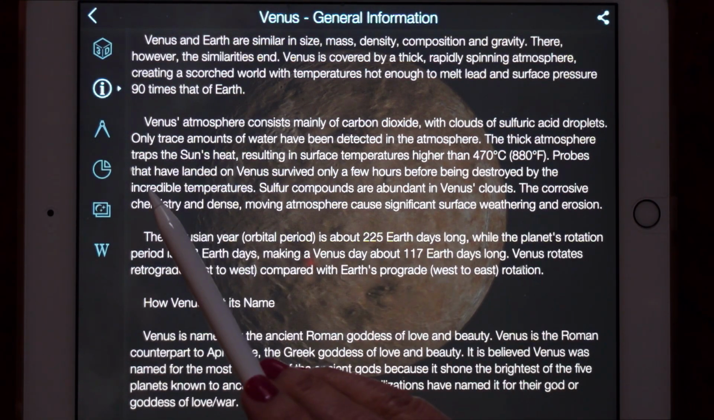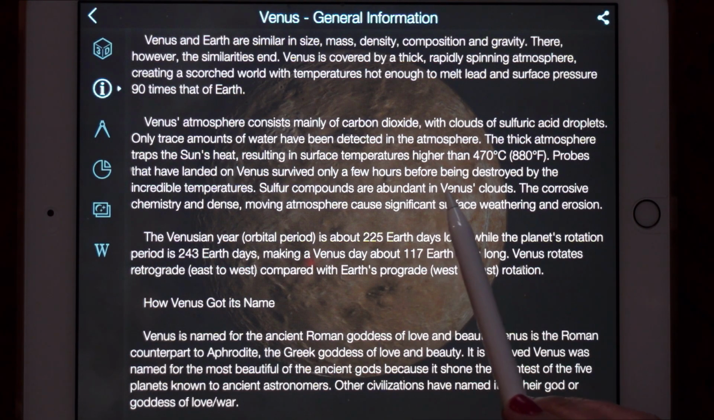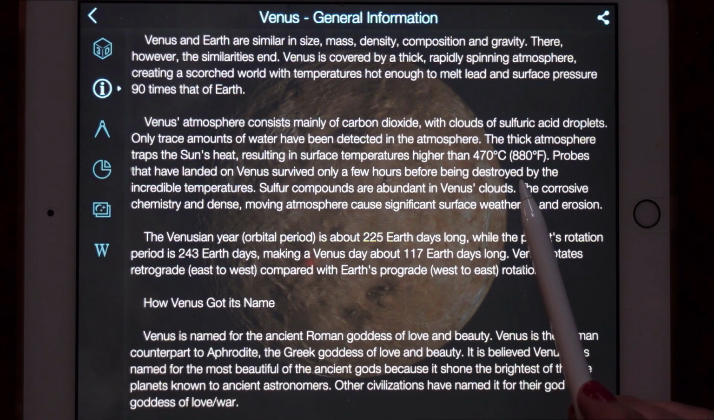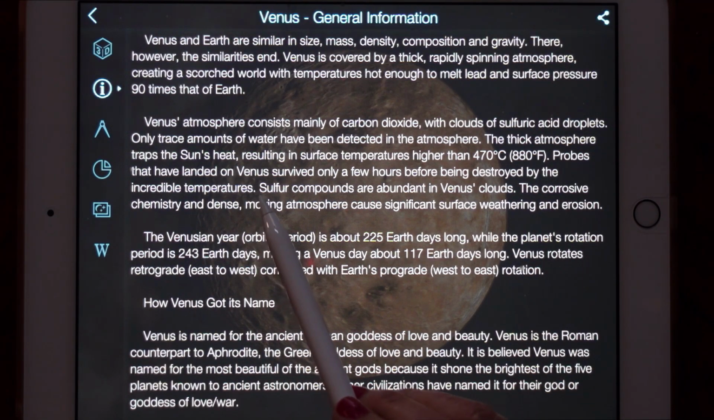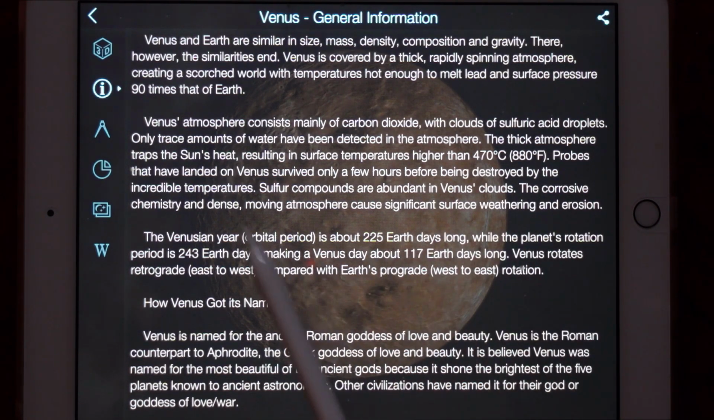The thick atmosphere traps the sun's heat, resulting in surface temperatures higher than 470 degrees Celsius or 880 degrees Fahrenheit. Probes that have landed on Venus survived only a few hours before being destroyed by the incredible temperatures. Sulfur compounds are abundant in Venus's clouds. The corrosive chemistry and dense moving atmosphere cause significant surface weathering and erosion.